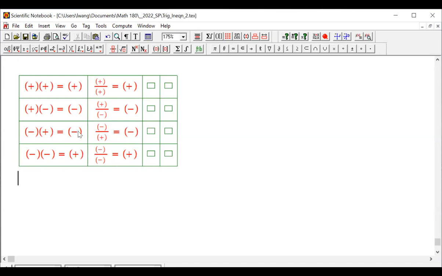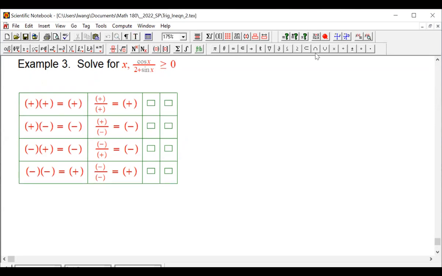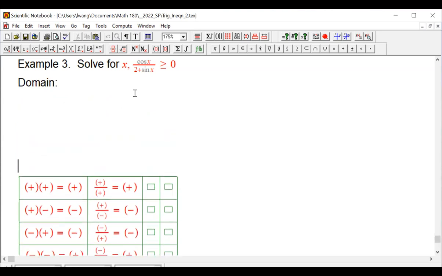Okay, so let's look at another example, example number 3. Once again, we solve for x. And here we have cosine x over 2 plus sine x, and we want this quotient to be greater than or equal to 0. First things first, of course, you're going to decide the domain. The domain will require that 2 plus sine x should not be 0.